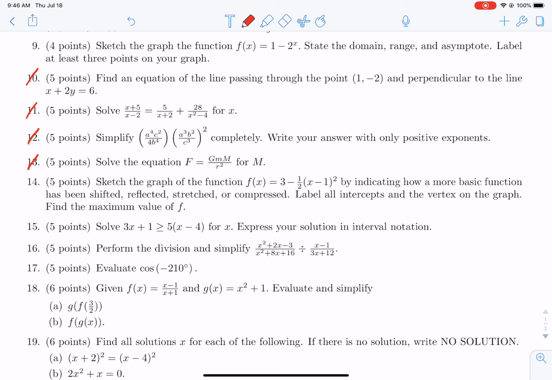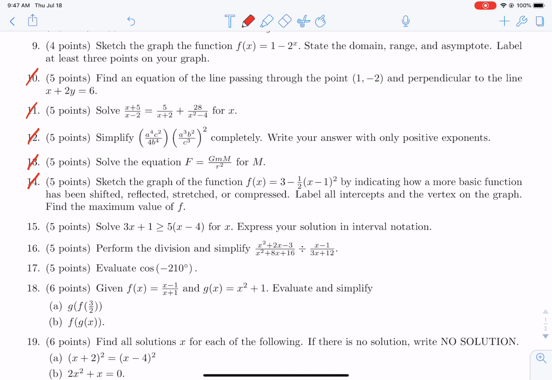And they ask you to indicate how a more basic function has been shifted. So you have to get used to saying, okay, the first thing that will happen will be the reflection. The second thing will be either the vertical shift or the horizontal shift, and finally the last shift. And then if you want to mention the compression, you can say that it's being compressed by a factor of 1/2 vertically. Yeah. So that one we should know how to do.